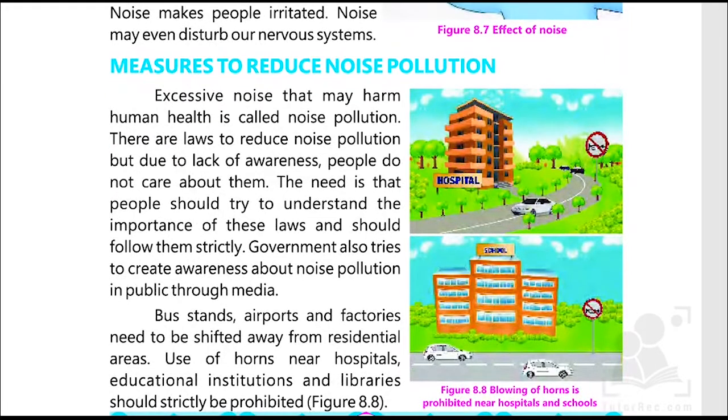Now, what are the measures to reduce noise pollution? Excessive noise that may harm human health is called noise pollution. There are laws to reduce it, but due to lack of awareness, people do not care about them. The need is that people should try to understand the importance of these laws and follow them strictly. Government also tries to create awareness about noise pollution in public through media.